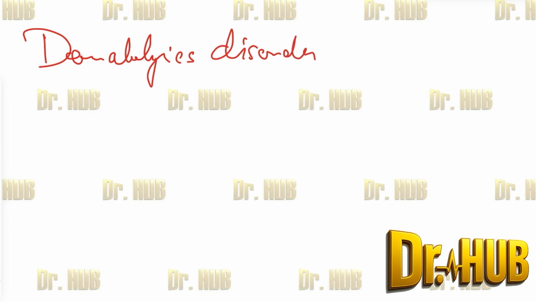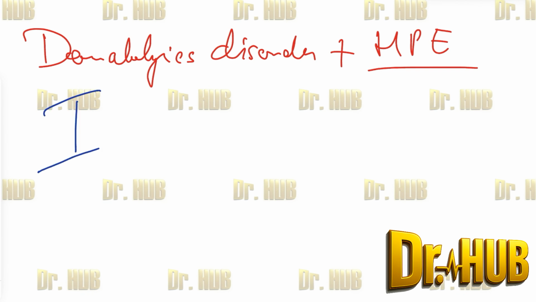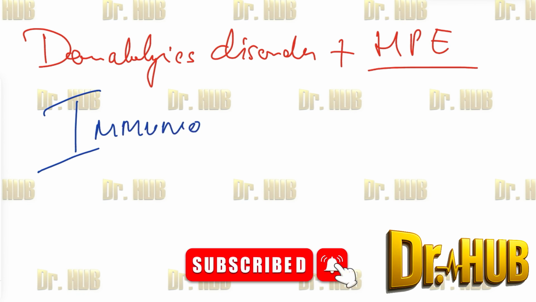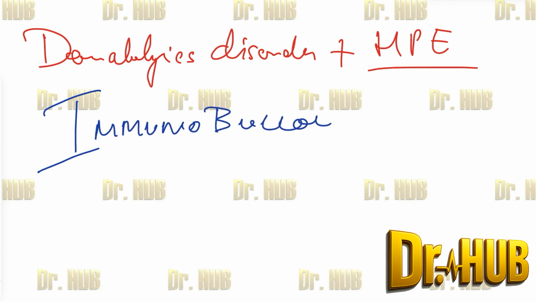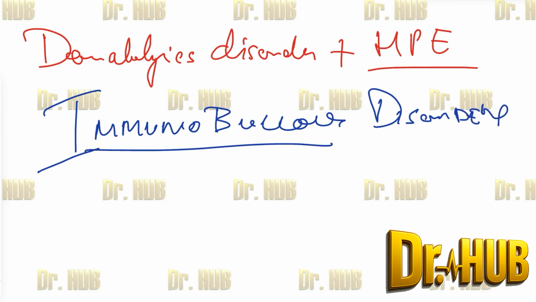Let's look at some dermatological conditions or disorders along with a few histopathological examinations. First, we look at the immunobullous disorders. Under these immunobullous disorders, first is pemphigus vulgaris.